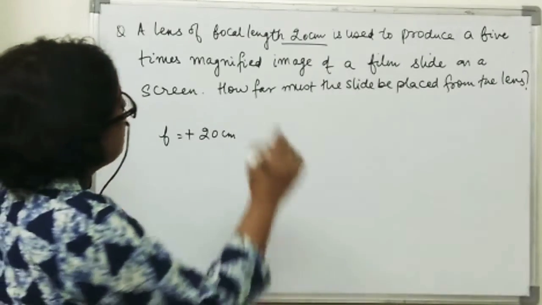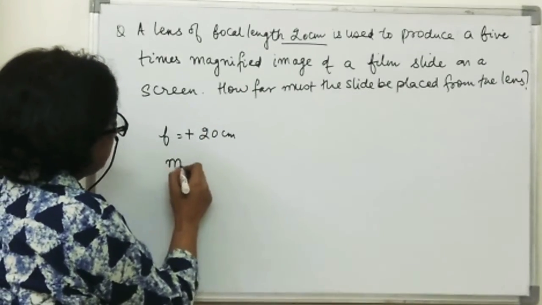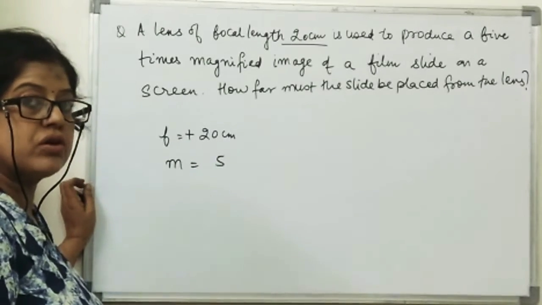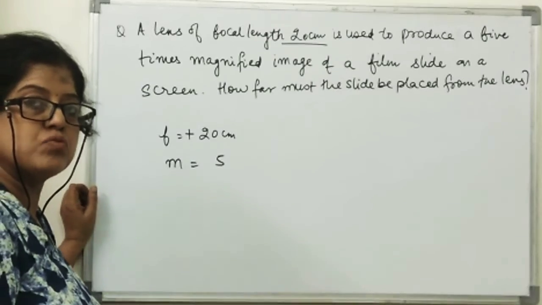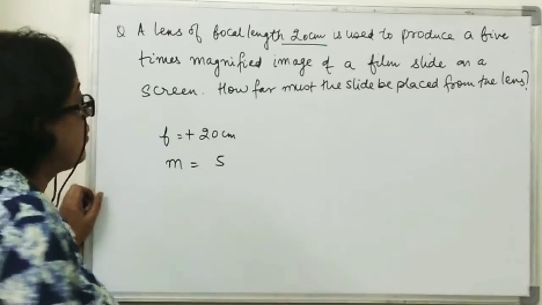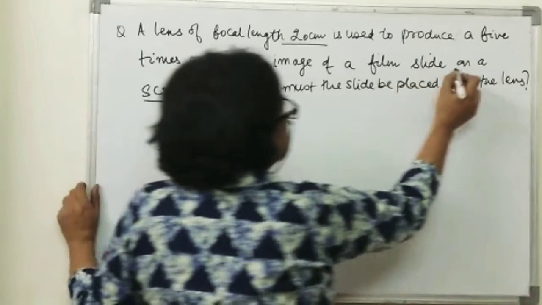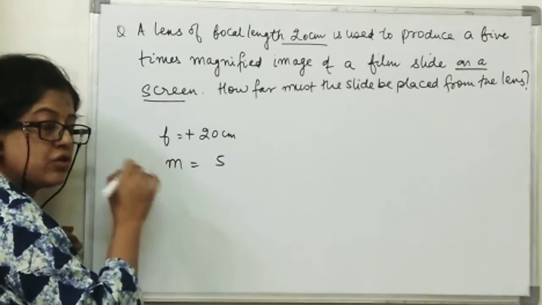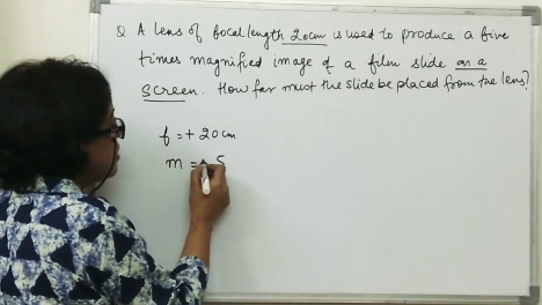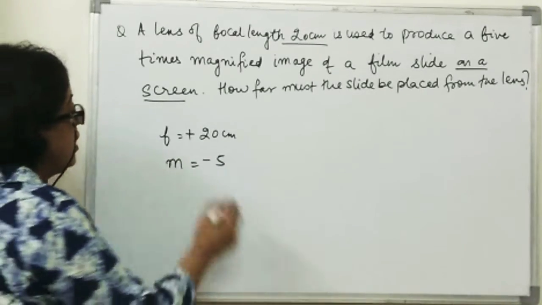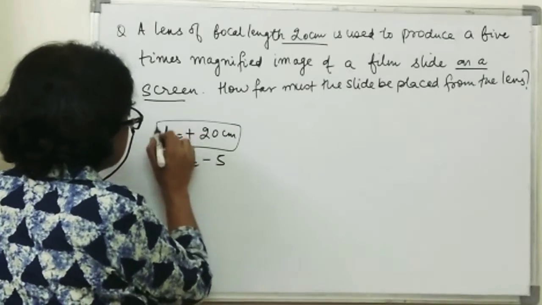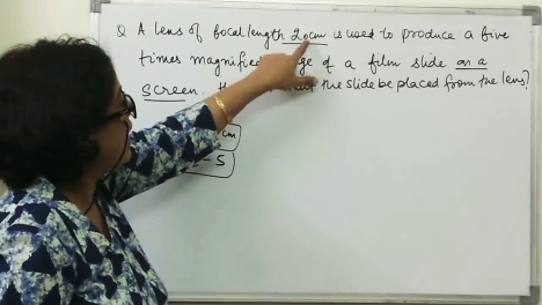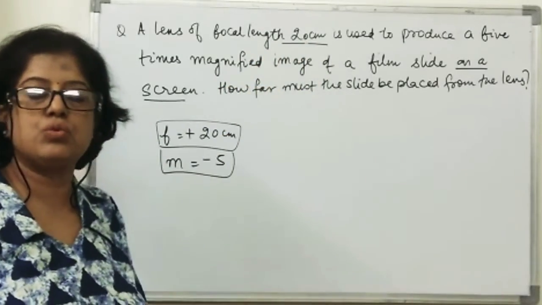Fine. Now it is given that it is forming a 5 times magnified image. M is 5. And the image is formed on a screen. That means the image is 5 times magnified as well as real. Because this statement, on a screen, says the image is on a screen. So the image is 5 times magnified, so M is 5, and it is real, that means M is minus 5. Okay? So identifying the signs is very, very important. So from here we were given F 20 and M 5, that was easy to recognize.